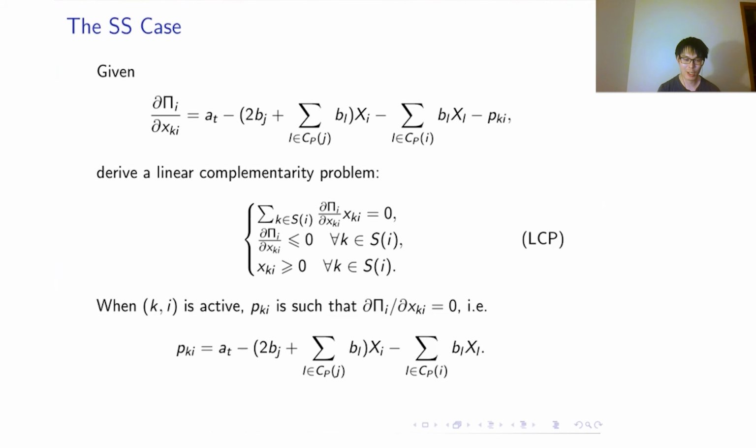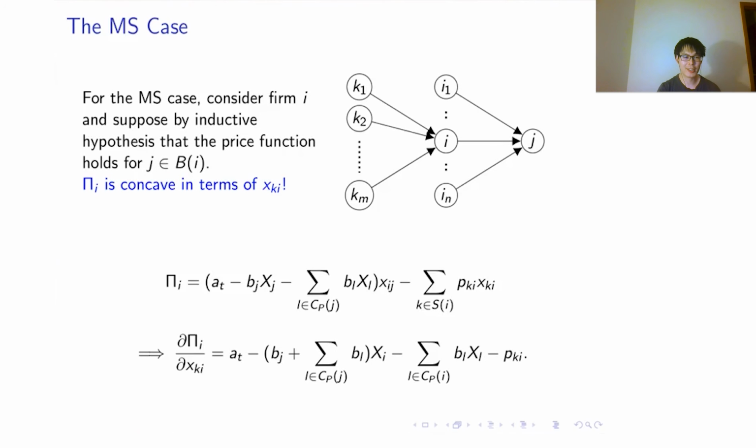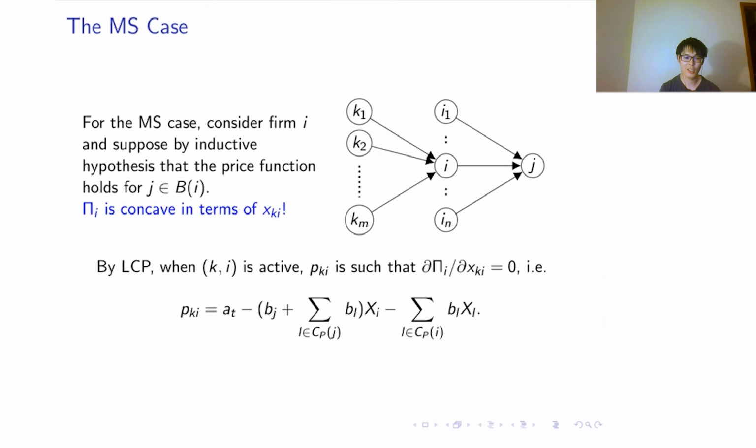So from the LCP, we can conclude that if the trade K to I is active, then the price PKI is such that the partial derivative is zero. And from this, we derive a closed form for the price. The analysis for the MS case is quite similar. So we just plug the price function into I's utility function. And by concavity, we take the partial derivative and derive the LCP. Again, we claim that when Ki is active, then the price should be such that the partial derivative is zero. And we get a closed form.